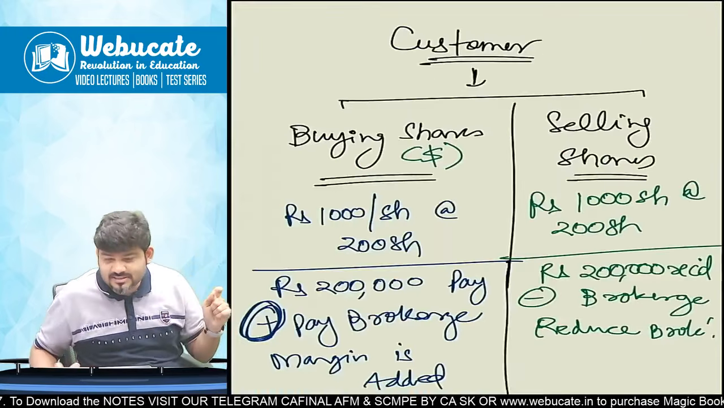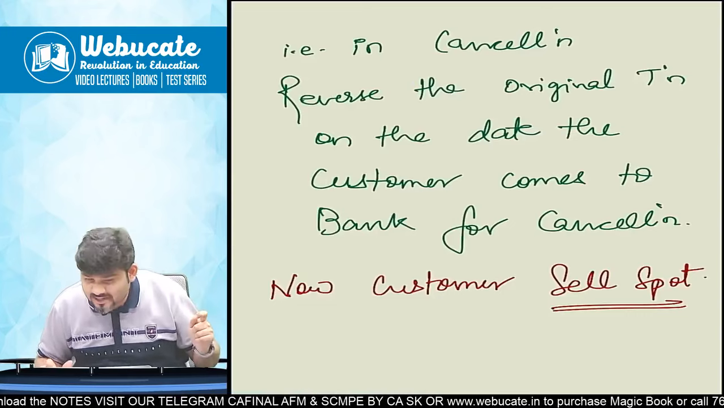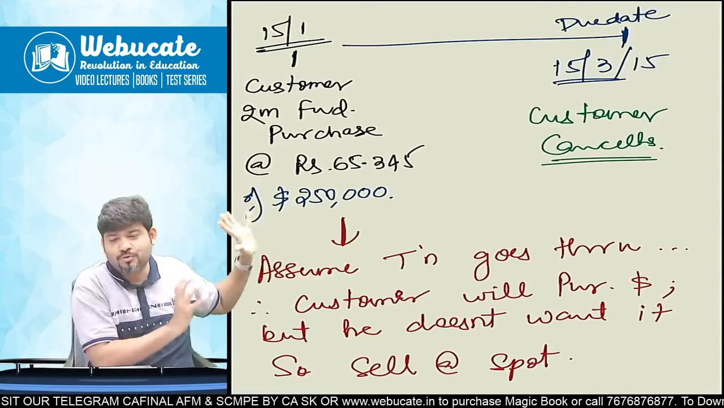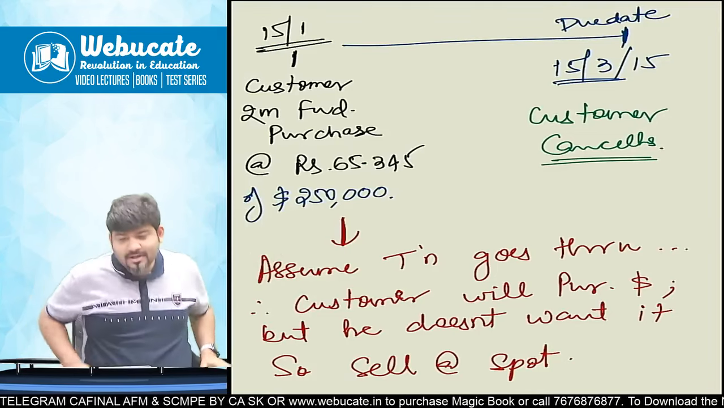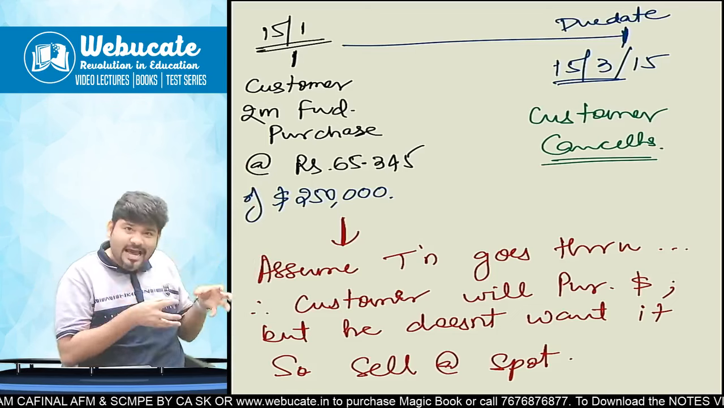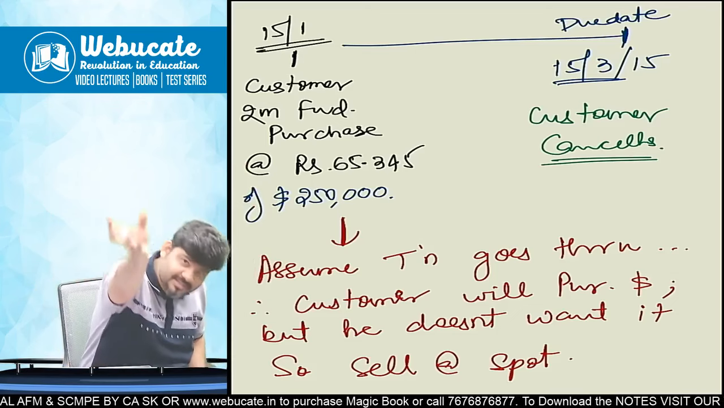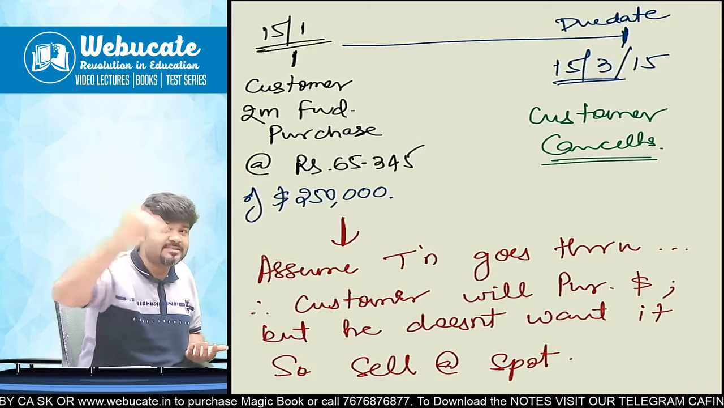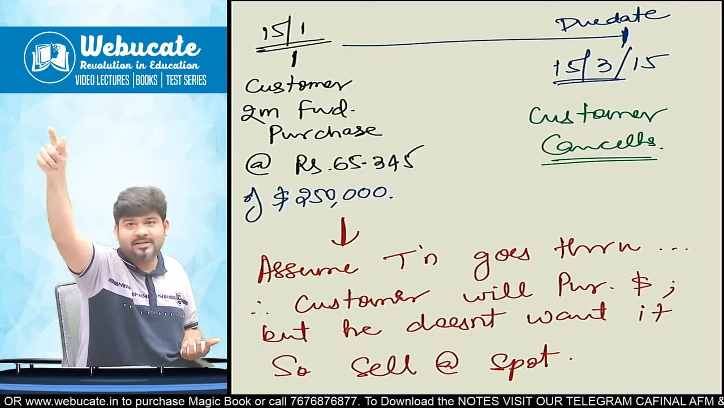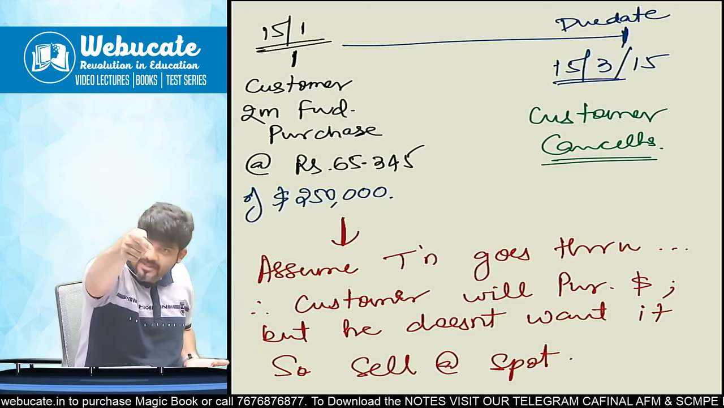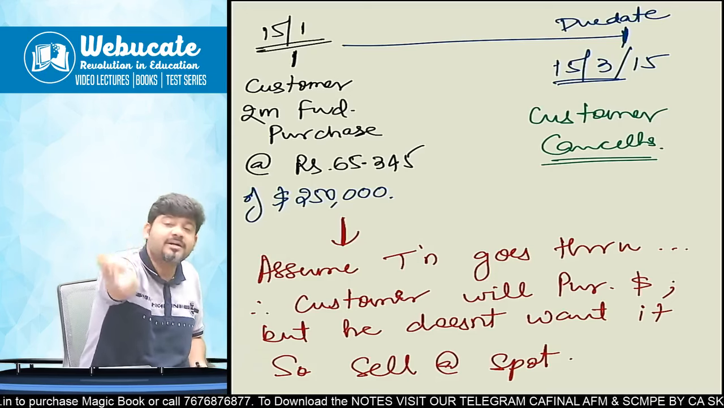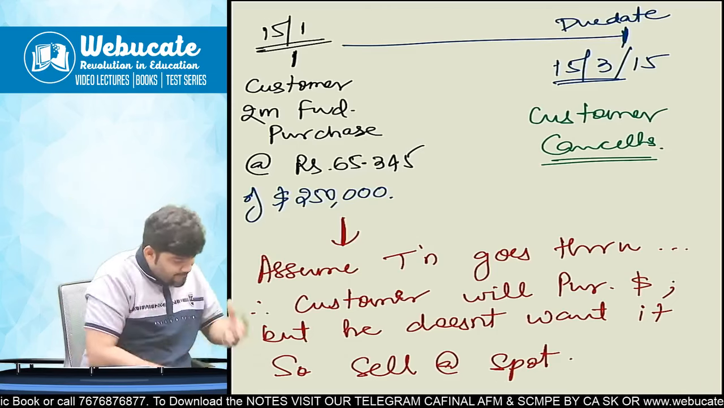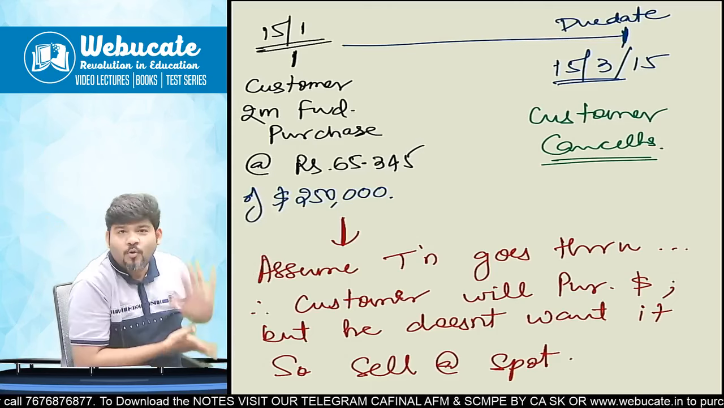See, the first assumption that we are making here is that the customer's transaction goes through. So if the transaction goes through, what will happen? There is a 2 month forward purchase, so it is as good as the customer buying from the bank. And if the customer is buying, the bank is selling to the customer, and in the interbank market the bank will purchase. Bank will then sell it in the spot transaction.